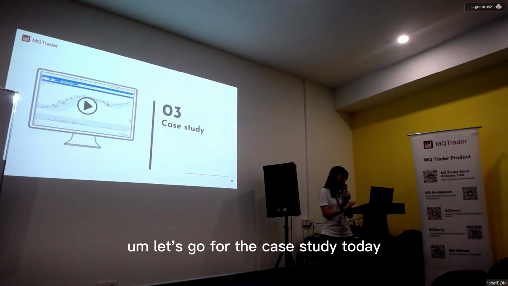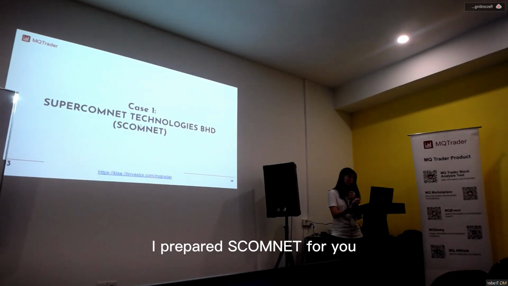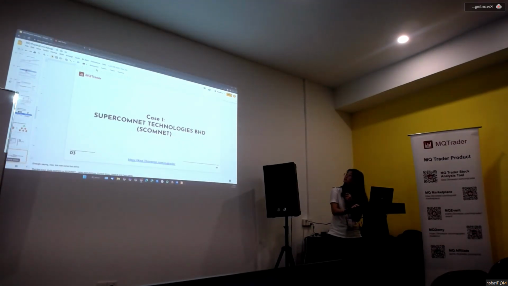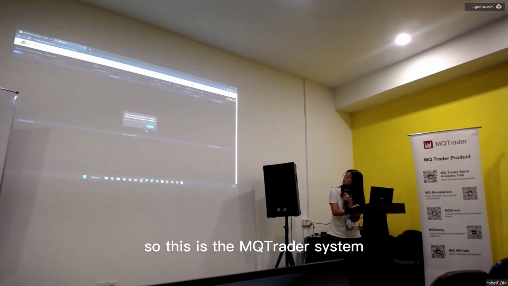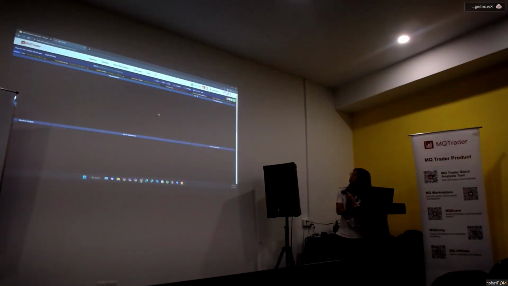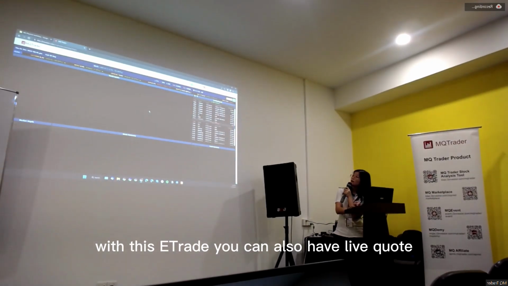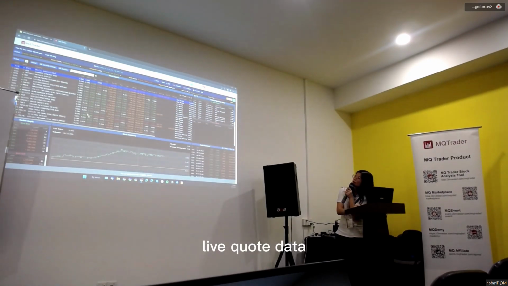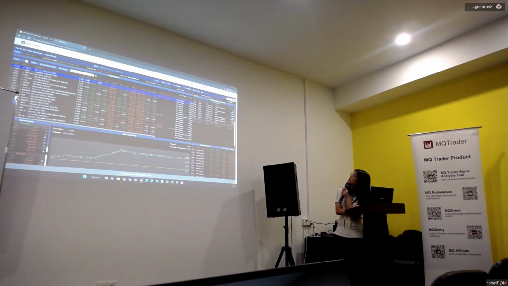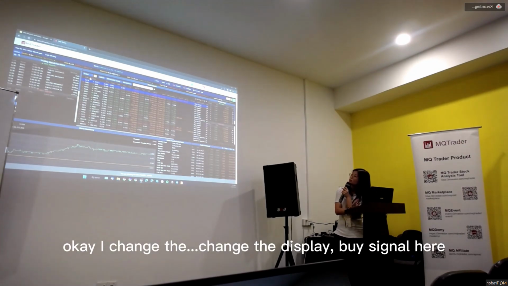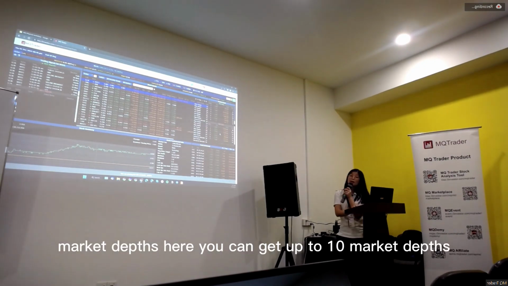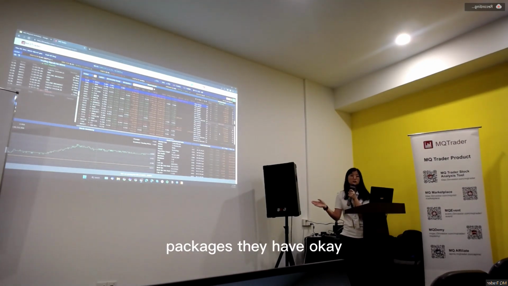Let's go for the case study today. I prepared StormNet for you to look into the graph itself. So this is the MQ Trader system. If you have been inactive, you just want to log in. With this E-Trade, you can also have live quote data on the prices, and also up to 10 market caps. This is buying signals. Okay, I changed the display. Buying signals here or sell signals, and then the market caps here. You can get up to 10 market caps depending on the packages that you have.